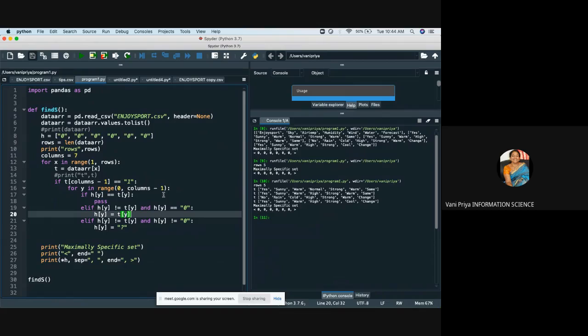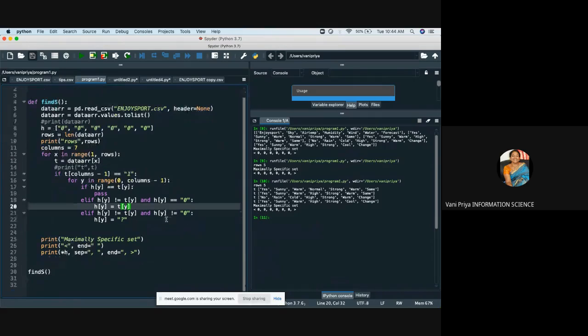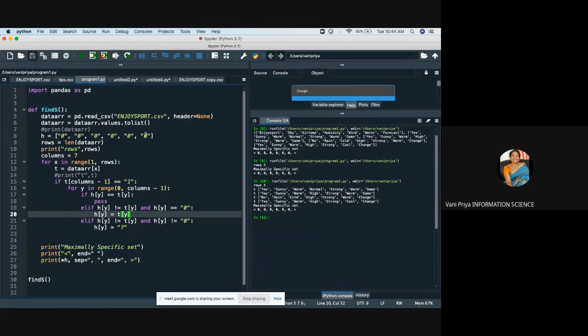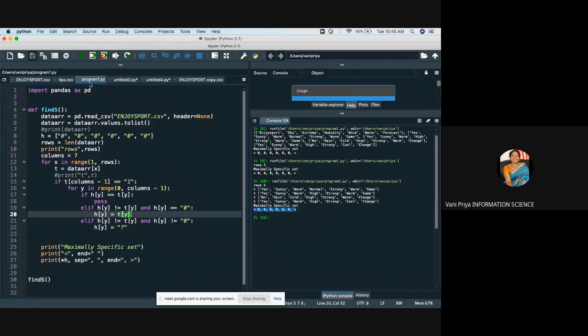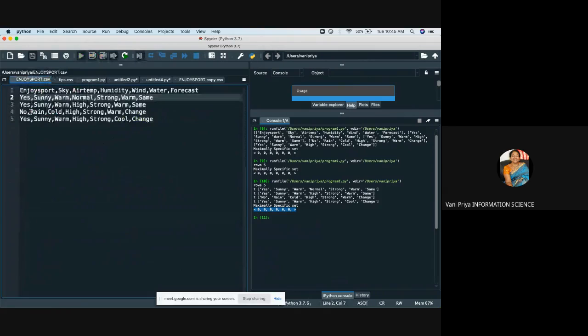No. How come it is happening? Enjoy sport.csv. This is totally different, this is not the 6th one. It is taking same and all. So whatever the output, we are not getting it properly because this is wrong. So what we are going to do is change this. Here in the enjoy sport file, this is the first column, right? We are going to check the 0th column value, and it is yes or no.